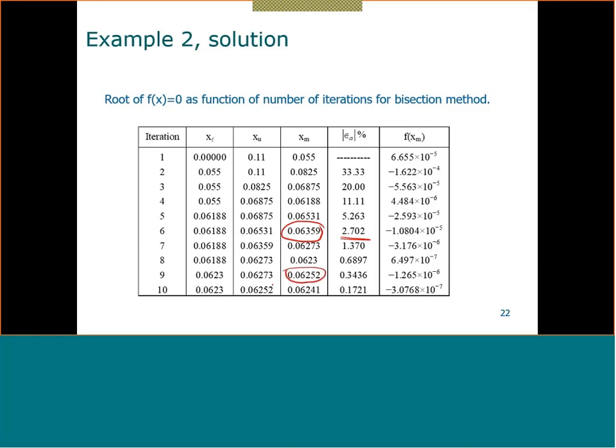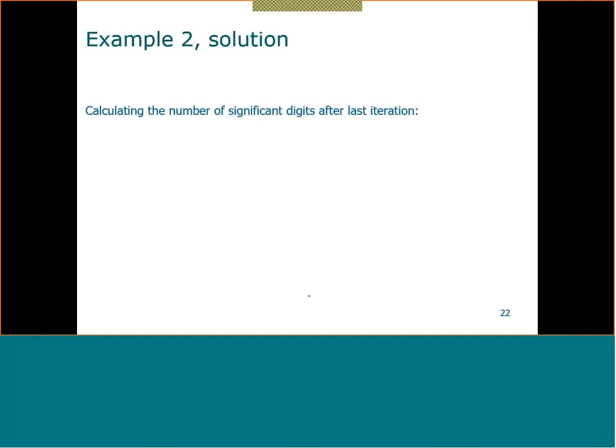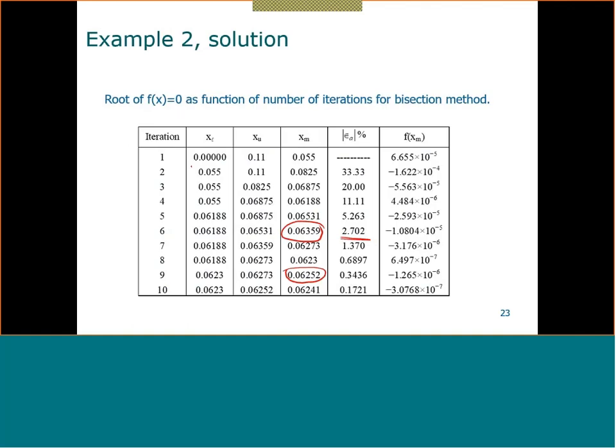0.06241. I want to know how many significant digits are in this answer. Now you go back to what we have learned. This subject of how many significant digits, you will be using again and again. So here the criteria, just to remind you, is less than or equal to 0.5 times 10 to the 2 minus m, where m is the number of significant digits. The percentage error that I reach with this answer is 0.1721%. So 0.1721 is less than or equal to 0.5 times 10 to the 2 minus m.